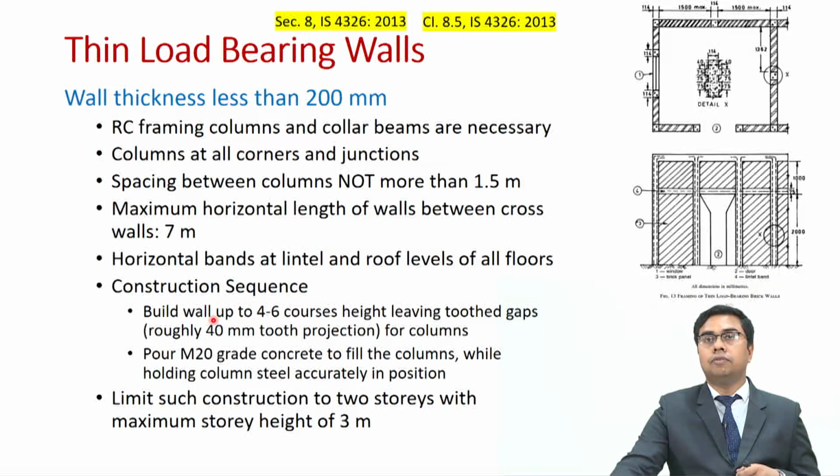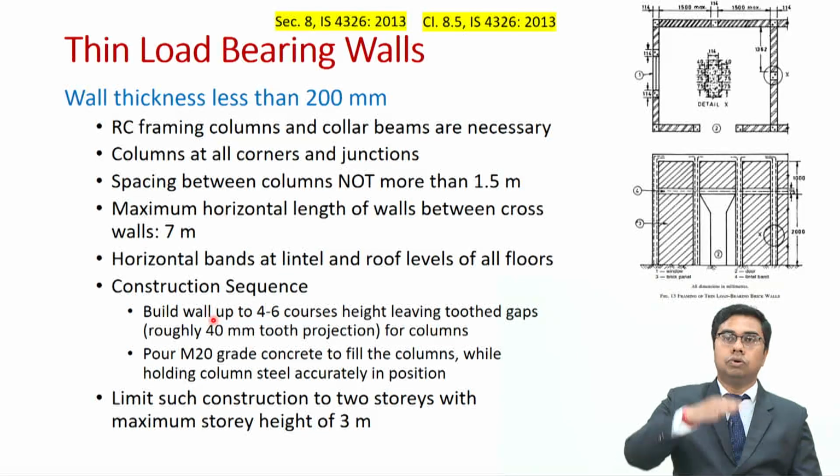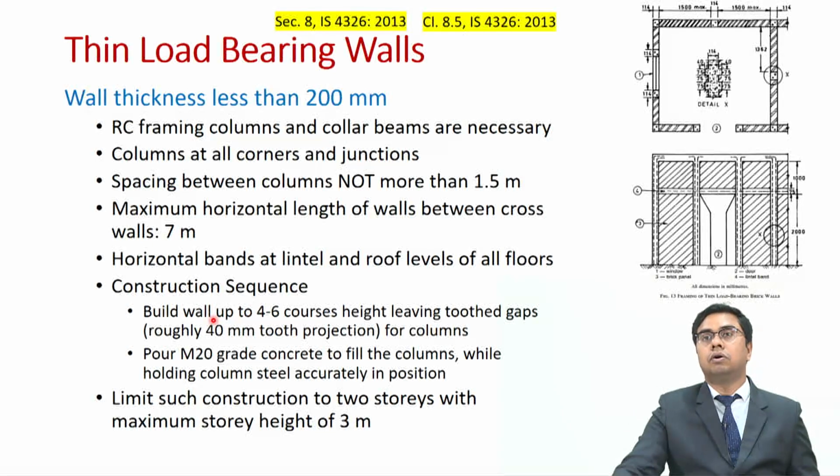But in confined masonry construction, you end up building the wall to the story height and then you pour concrete to build the tie columns. So, that is a slight difference in the construction sequence. Then in this case, we should also limit such construction to 2 stories with a maximum story height of 3 meters.